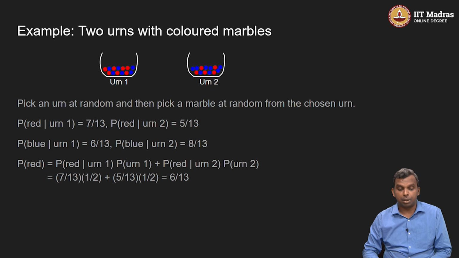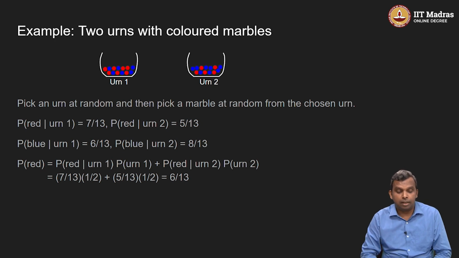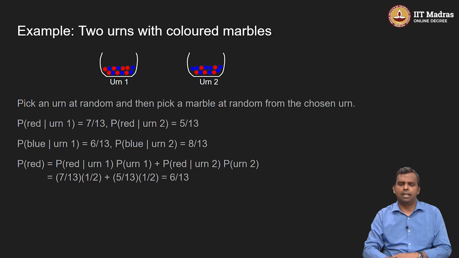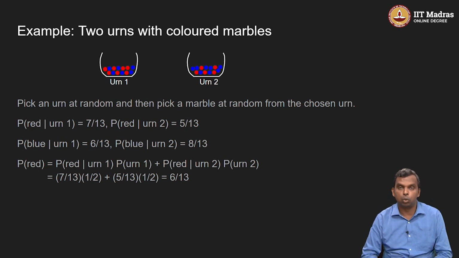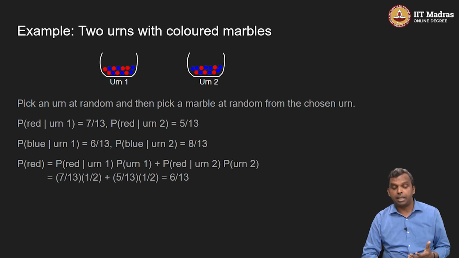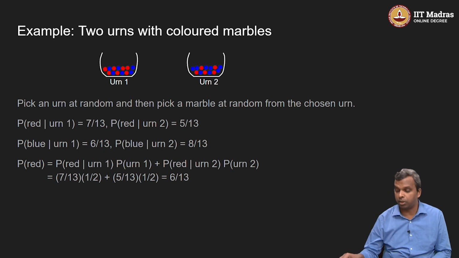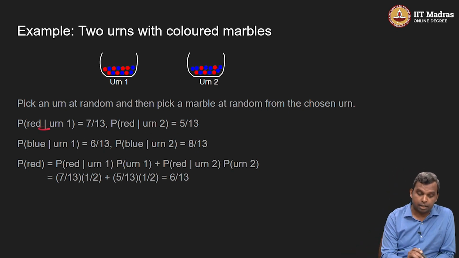So, here is the first example. In the first example, I have two urns. I think we have seen this before, we saw this in the context of conditional probability, two urns with a mixture of red color marbles and blue color marbles, and my experiment is to pick an urn at random and then pick a marble inside that chosen urn at random again. So, this is the experiment we have seen, and we saw that the conditional probabilities are easy to write down, right. So, these two conditional probabilities are easy to write down.